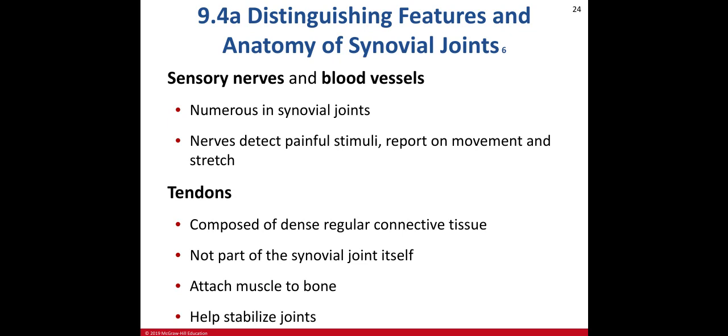You do have nerves and blood vessels. There are nerves that detect painful stimuli and report on movement and stretch. You'll also have tendons. Tendons are composed of dense regular connective tissue that's going to attach muscle to the bone. It's not part of the joint itself, but it's accessory to it, and it will stabilize the joint.